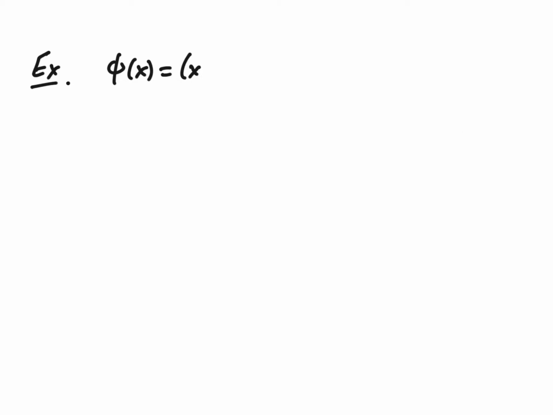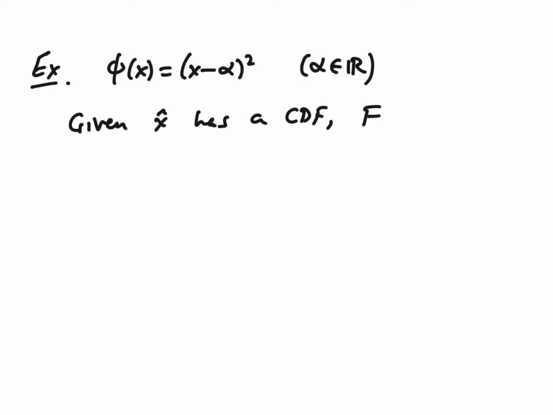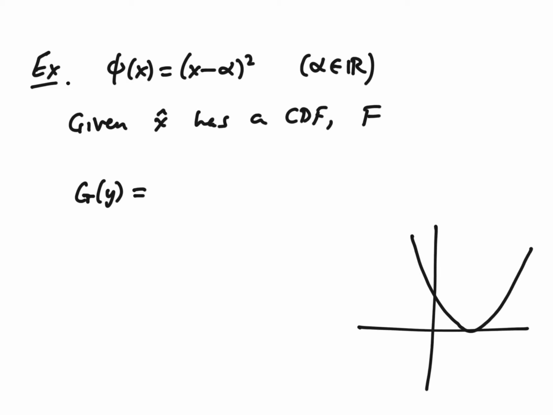So actually, let me do that. X minus alpha squared, where alpha is some real constant. Okay, so given that x hat has a CDF, which is big F, that's given to us. We have no choice about that. But what's the G? We want to construct the G. So remember that our function is going to look like this. It has this decreasing piece up to alpha, and then it has an increasing piece the rest of the way. So it's going to depend whether the height y, given y, is non-negative or negative.